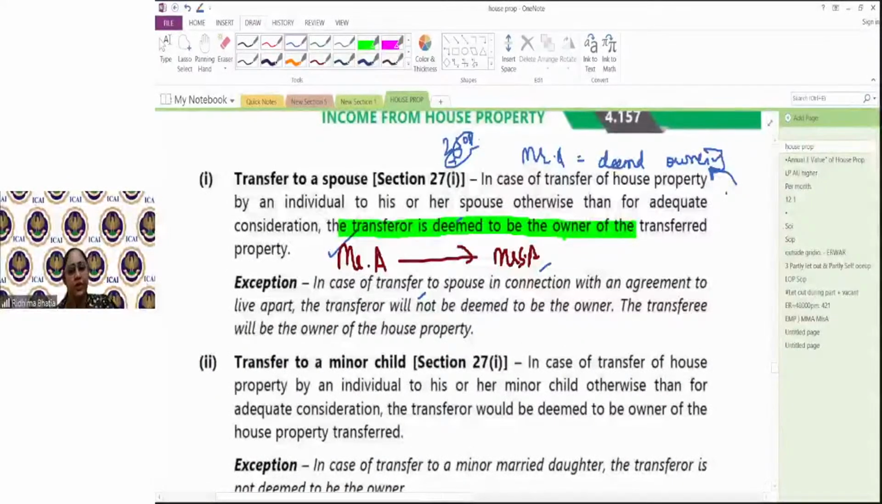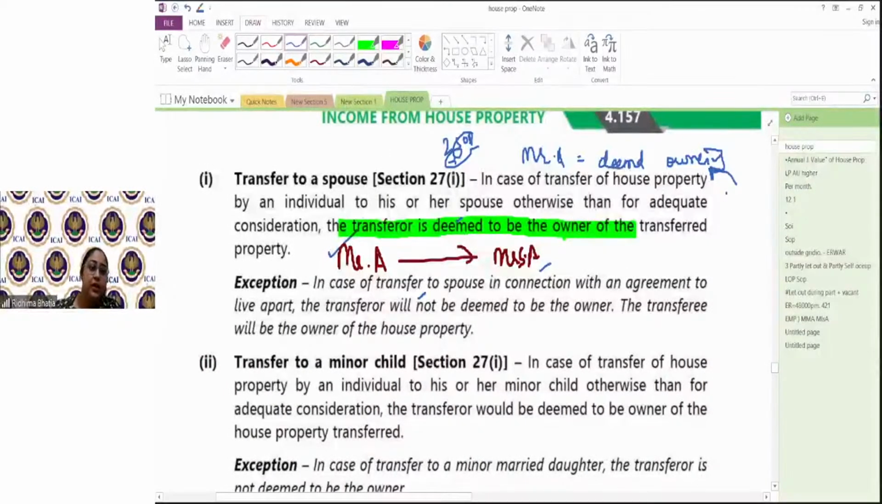Ownership किसकी होगी? Generally the person who has the legal title. But in certain scenarios, the ownership would be deemed to be of some other person other than the person who has the legal title. How would that be decided? By reading the provisions of Section 27. Section 27's first provision is, if you transfer the property to the spouse without adequate consideration, say out of love and affection, then even if the legal title is in the name of the spouse, you would be considered as the deemed owner and you will show it as income from house property.